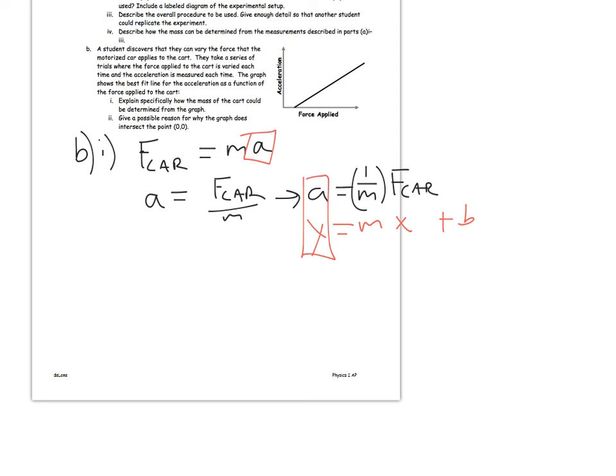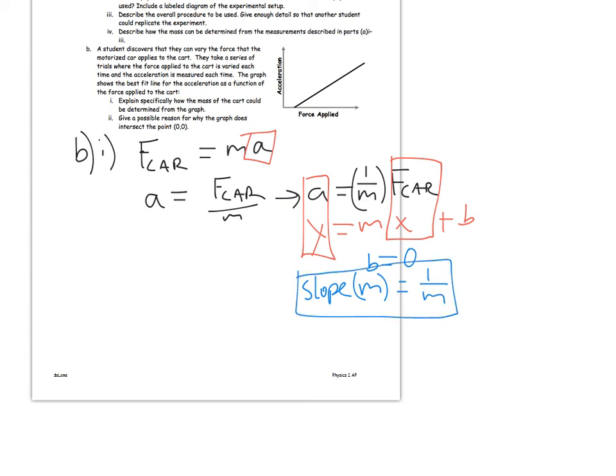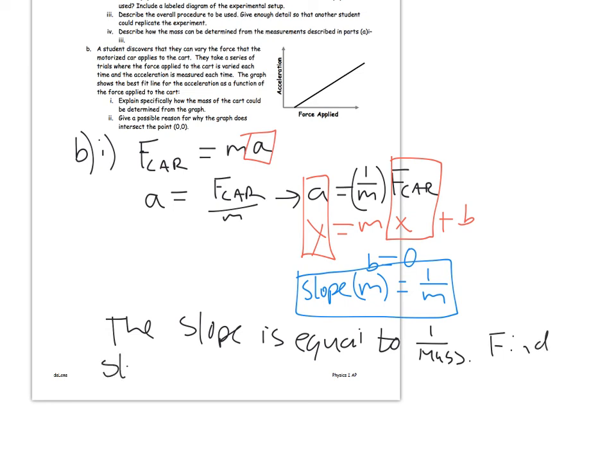Acceleration is what I have on my y-axis. The force of the car, the applied force, is what I have on my x. And so what this tells us is, number one, our y-intercept should be 0, and it tells us that our slope, and we've got to be careful, we have m for mass and m for slope, is going to be equal to 1 over the mass. Okay, so how could we get the mass of the cart from this graph? The slope of this graph is going to be equal to 1 over the mass. So what we could do is find the slope and solve for mass that way.